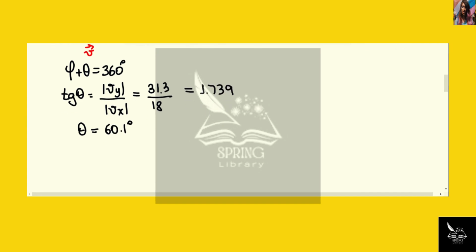And for that reason, phi, which is 360 minus 60.1, is equal to 299.9 degrees. And this is the angle with which the rock reaches the water. This concludes the exercise.